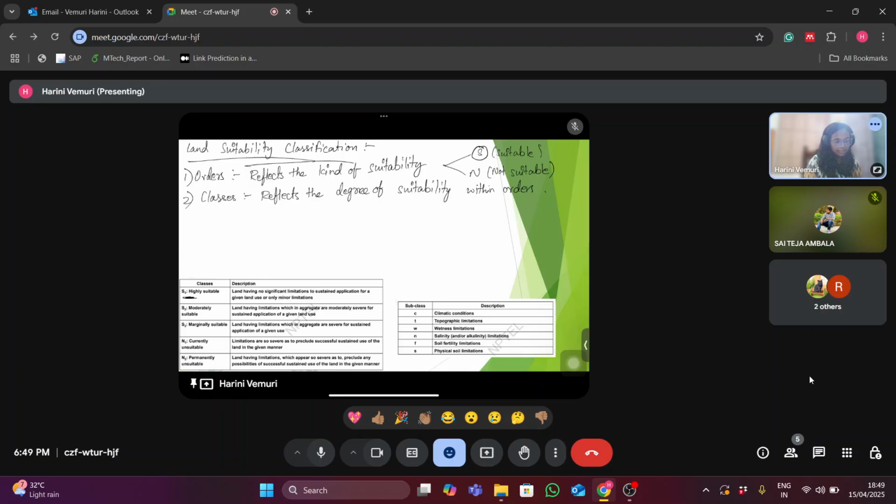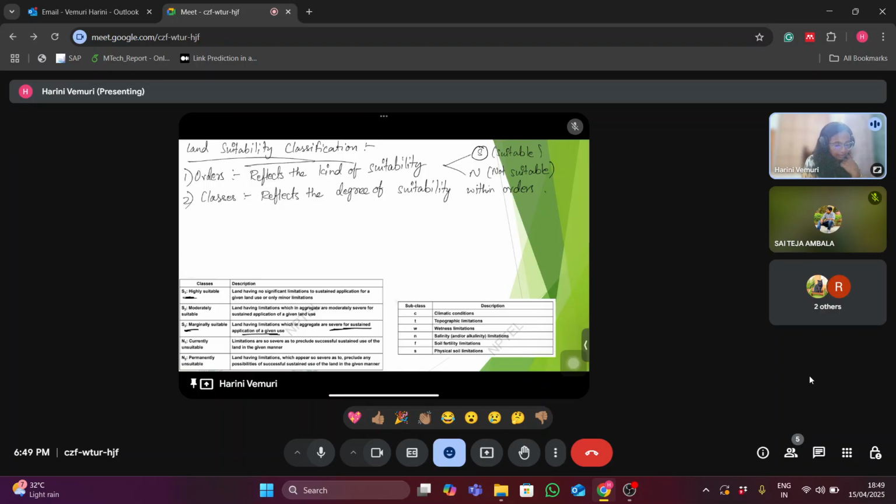Here if you see the description, land having no significant limitation to sustained application for a given land use, or only minor limitations. Since we are talking about agriculture, if the land class is S1, that means it is highly suitable for agriculture. But if it is S3, it is not well suited for agriculture, but we can use it, though we will have a risk for sustained application of the given use.